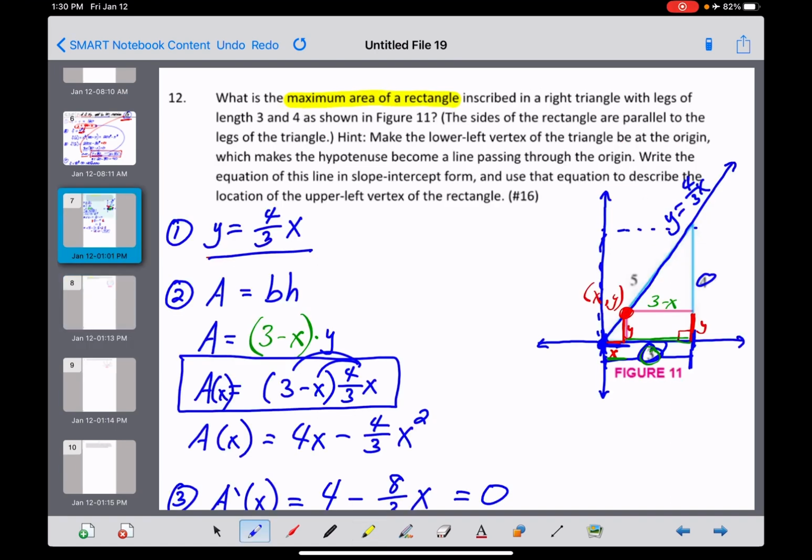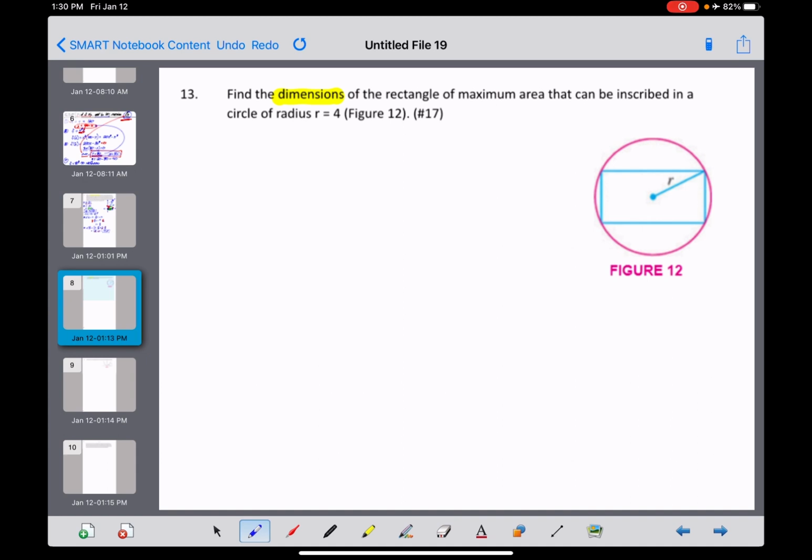So much like I just walked you guys through here on number 12, what I would probably do is set this thing up as a coordinate geometry problem with an x-axis right there and a y-axis right here, and we know that our radius in this problem is going to end up being 4. So once again, this is a floating dot problem.